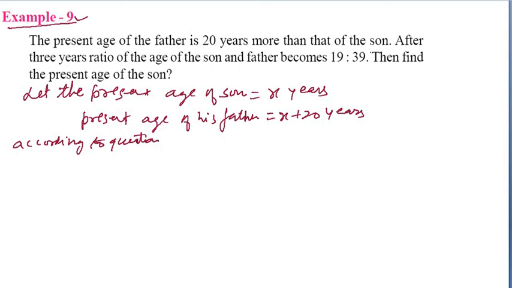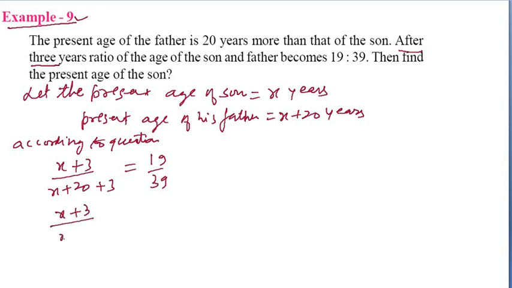20 after which one, 3 years. After 3 years, that means x plus 3, and the father's age is x plus 20 plus 3. What will happen? It becomes 19 raised to 39. So 19 raised to 39. Now, the son's age is x plus 3 and the father's age is x plus 23, equal to 19 upon 39.